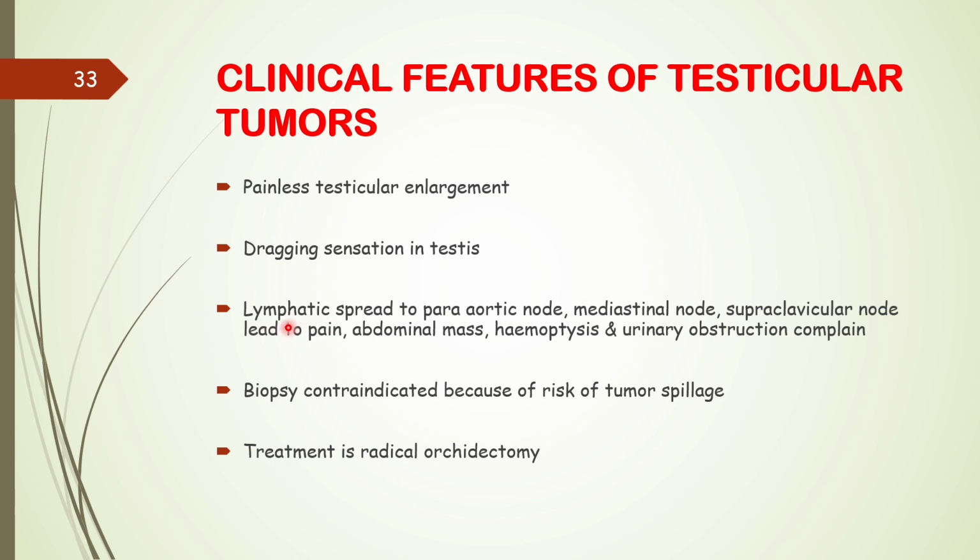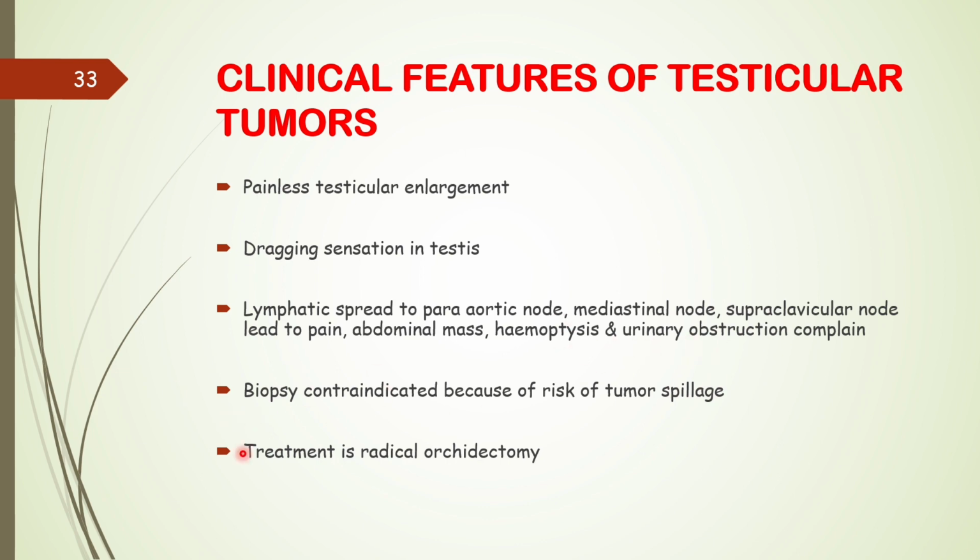And if the testicular tumor has already spread to the lymphatics, like the periaortic, mediastinal, or supraclavicular nodes, then it can lead to symptoms accordingly. For example, abdominal pain or abdominal mass if they infiltrate nodes in the GI tract. If they invade hilar or mediastinal nodes, then hemoptysis could be a presentation. And sometimes urinary obstruction is a complaint if pelvic nodes or other nodes near the urinary tract are involved.